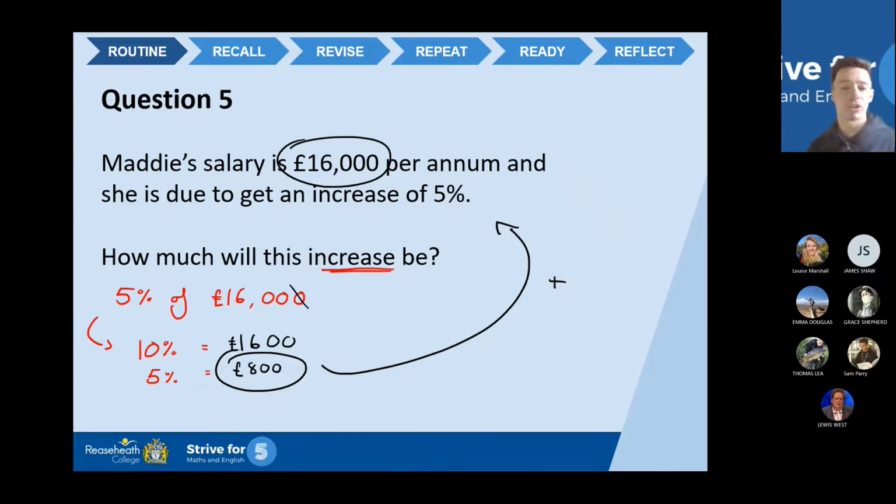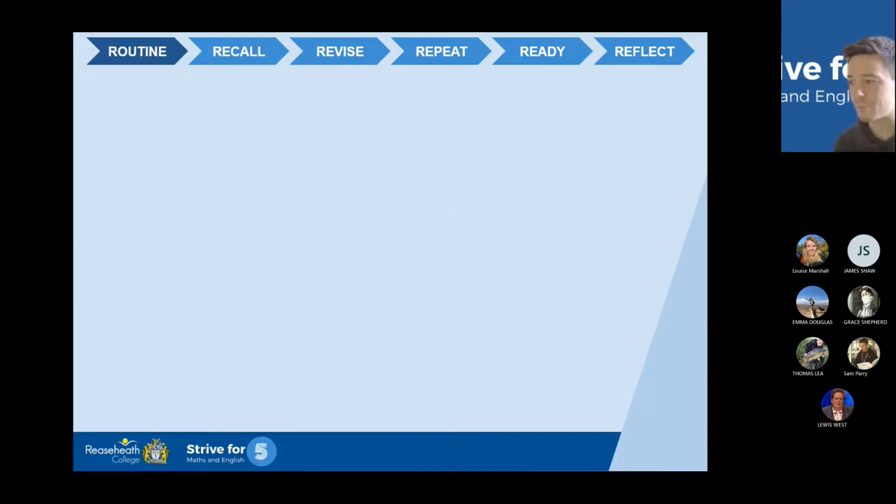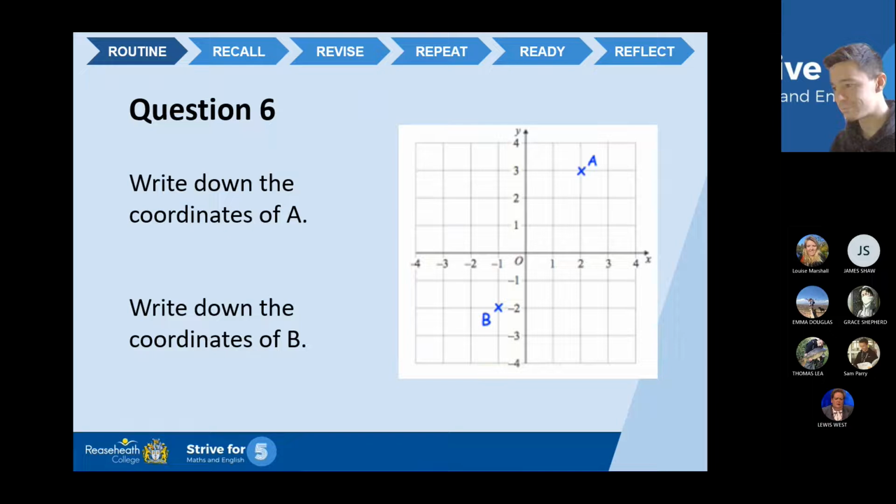Okay, so it depends on the question. Sometimes you may need to do that one extra step. If you need to know the new salary, you would then take that 5% and then add it on. If you just need to know the increase, then you can probably just leave it at £800. Okay, final bit, and then we'll get stuck into the main part of the lesson.